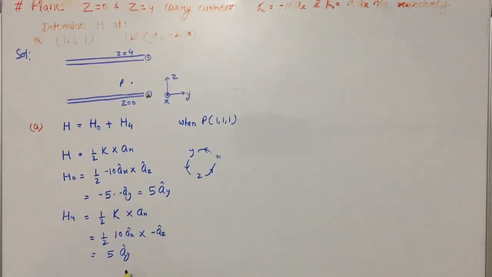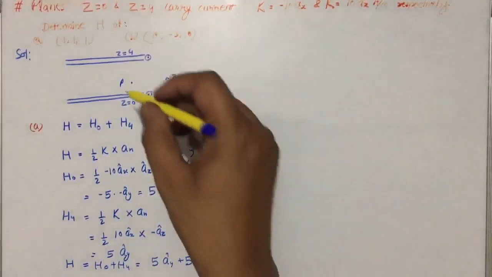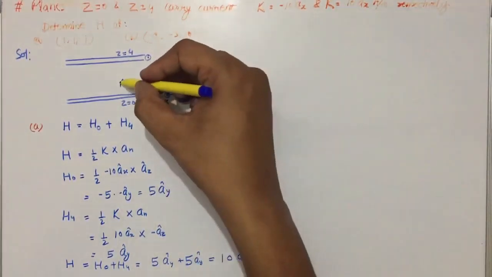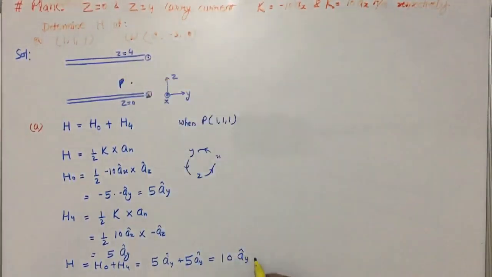And if we wish to find the total H, then it will be H0 plus H4, and from here 5 AY plus 5 AY will give us the total intensity at this point. This is P111 at this point. So H is this.